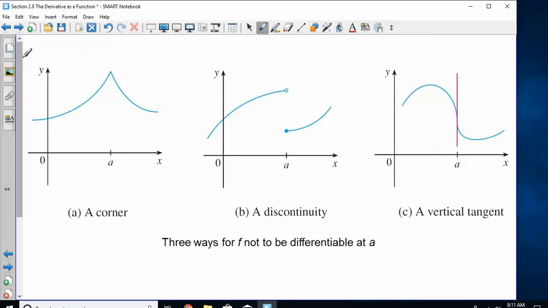So this is the big thing, this slide right here. The 3 ways for a function to not be differentiable: if you have a corner, a discontinuity, or a vertical tangent. In those 3 scenarios, we say that there is no derivative. It's not differentiable. Questions on that?